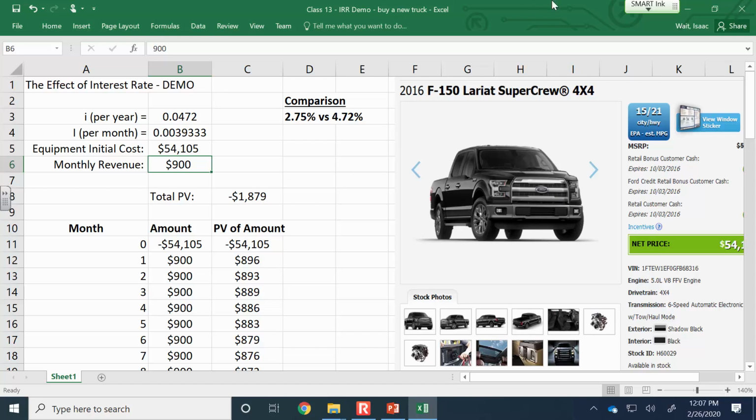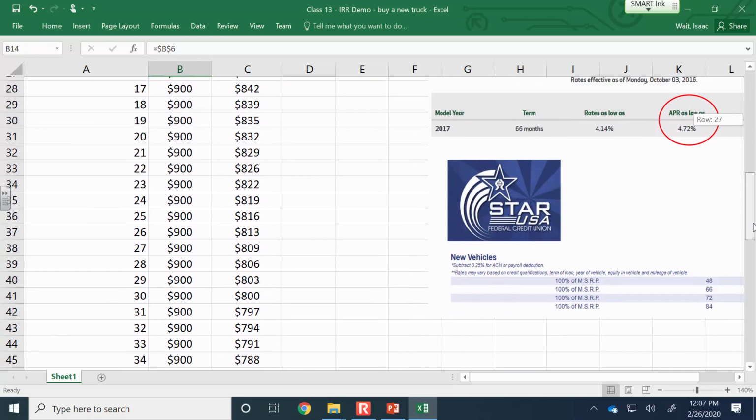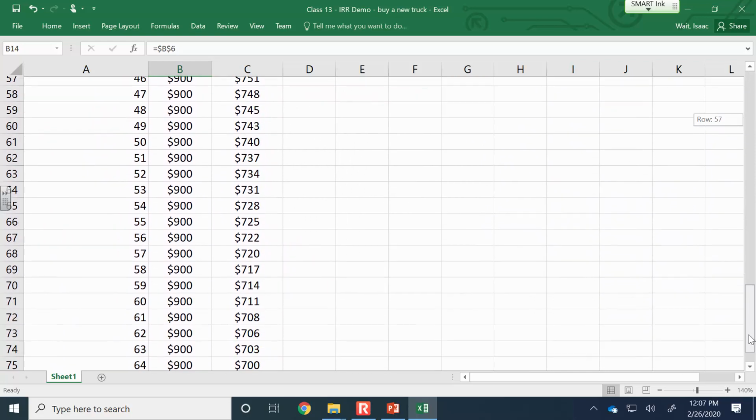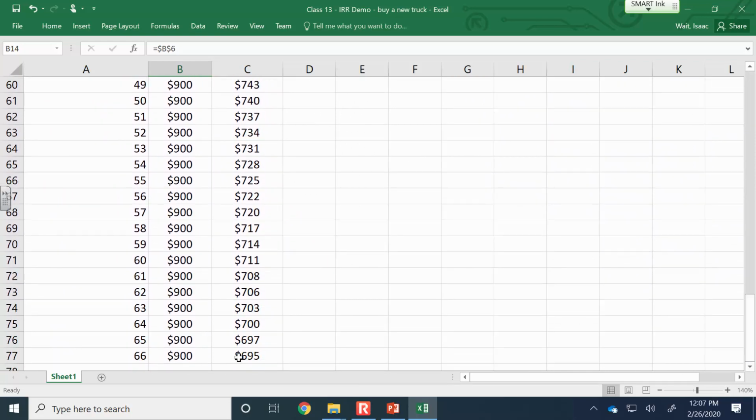So in other words, we have one big expense up front, and so that's a negative outflow of money, and then we have this revenue in the future. But the issue is that over time, that future revenue isn't worth as much in the present terms. And so we have to find the present value of each of these $900 revenue increments. And if you scroll down, you'll notice that I've got that going through 66 months.